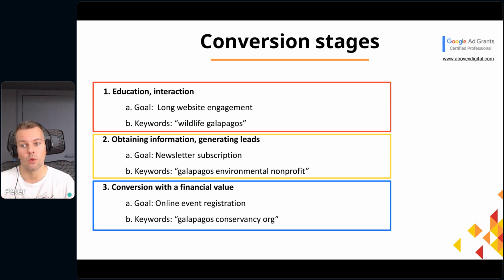The next stage, the yellow one, in their case, was a more narrowly targeted campaign where we used more precise keywords, like for instance, Galapagos environmental nonprofit. So these are people who already know that there is a nonprofit that does environmental protection on the island of Galapagos. They search for keywords like that, and the goal there is more specific. And they could be, for instance, newsletter subscription, or it could be social media subscription or something like that, right?